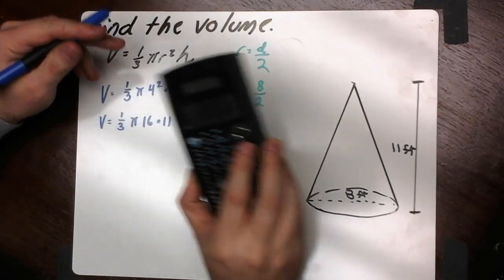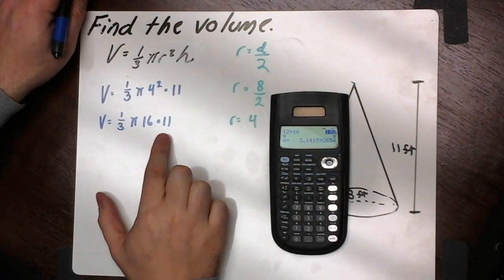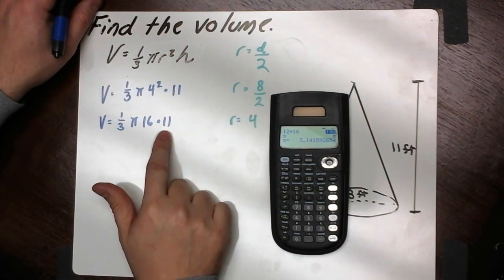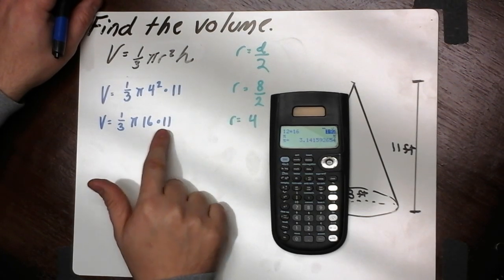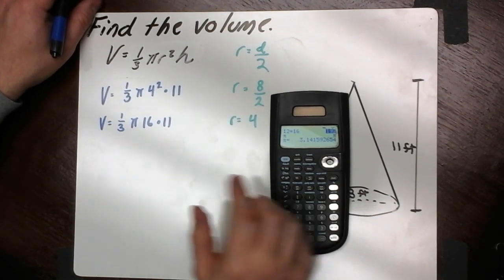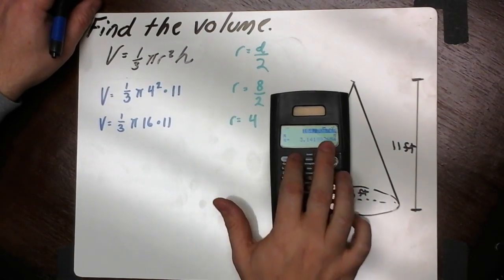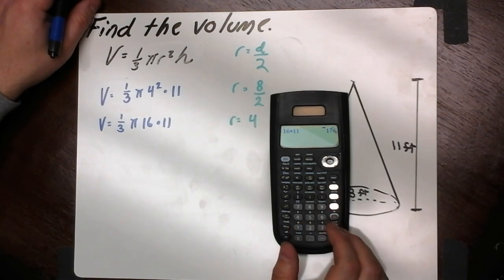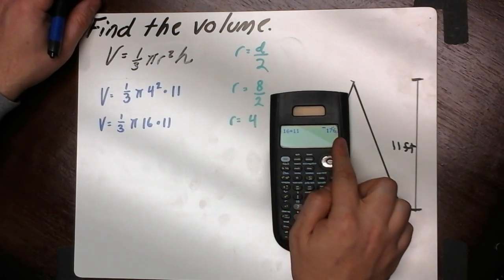Now, I noticed that 16 is not divisible by 3, and neither is 11 divisible by 3. So that means when I multiply by 1/3, this is not going to come out that evenly. So let's take a look at what we get. 16 times 11, that's 176.